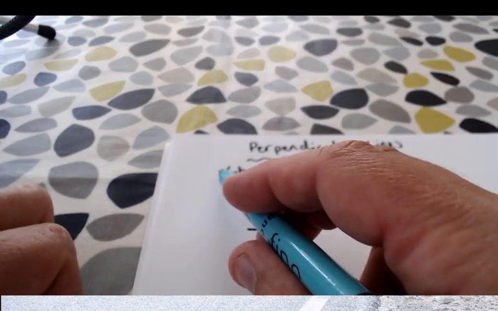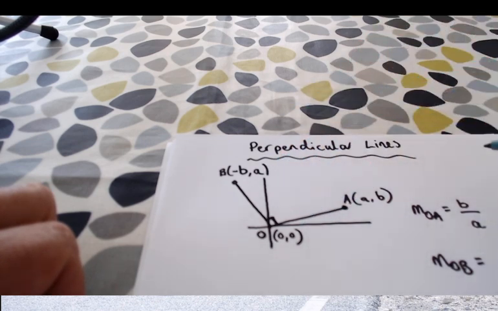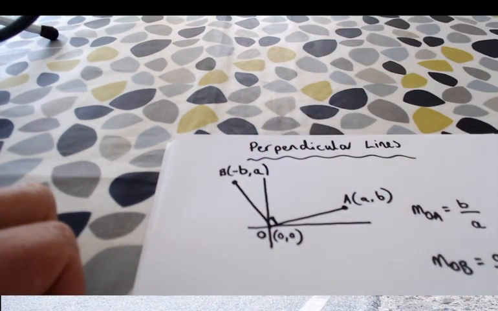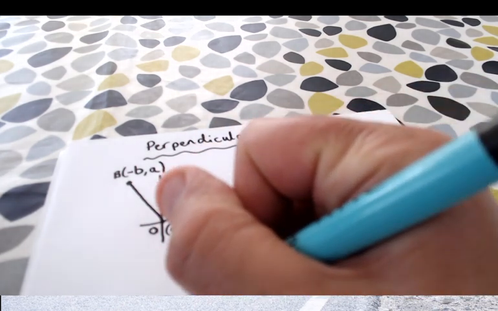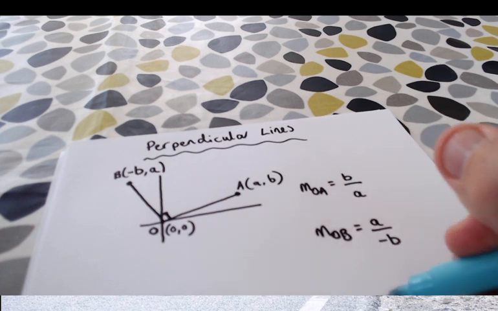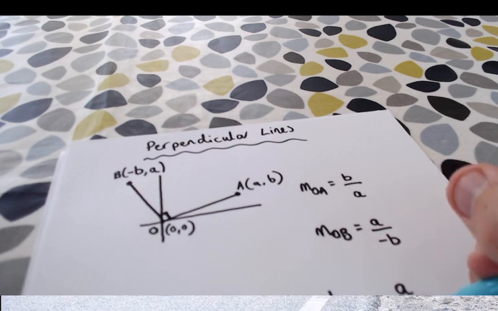Now if I do that for OB, again, it's going to be the difference of the y's over the difference of the x's. So it will be a take away 0, and it will be minus b take away 0, which is minus b. So my two gradients are that. You might be wondering where I'm going with this, but pay attention and you'll find out. I'm now going to multiply these two gradients together. So the gradient of OA, I'm going to multiply by the gradient of OB. That will give me b over a multiplied by a over minus b.